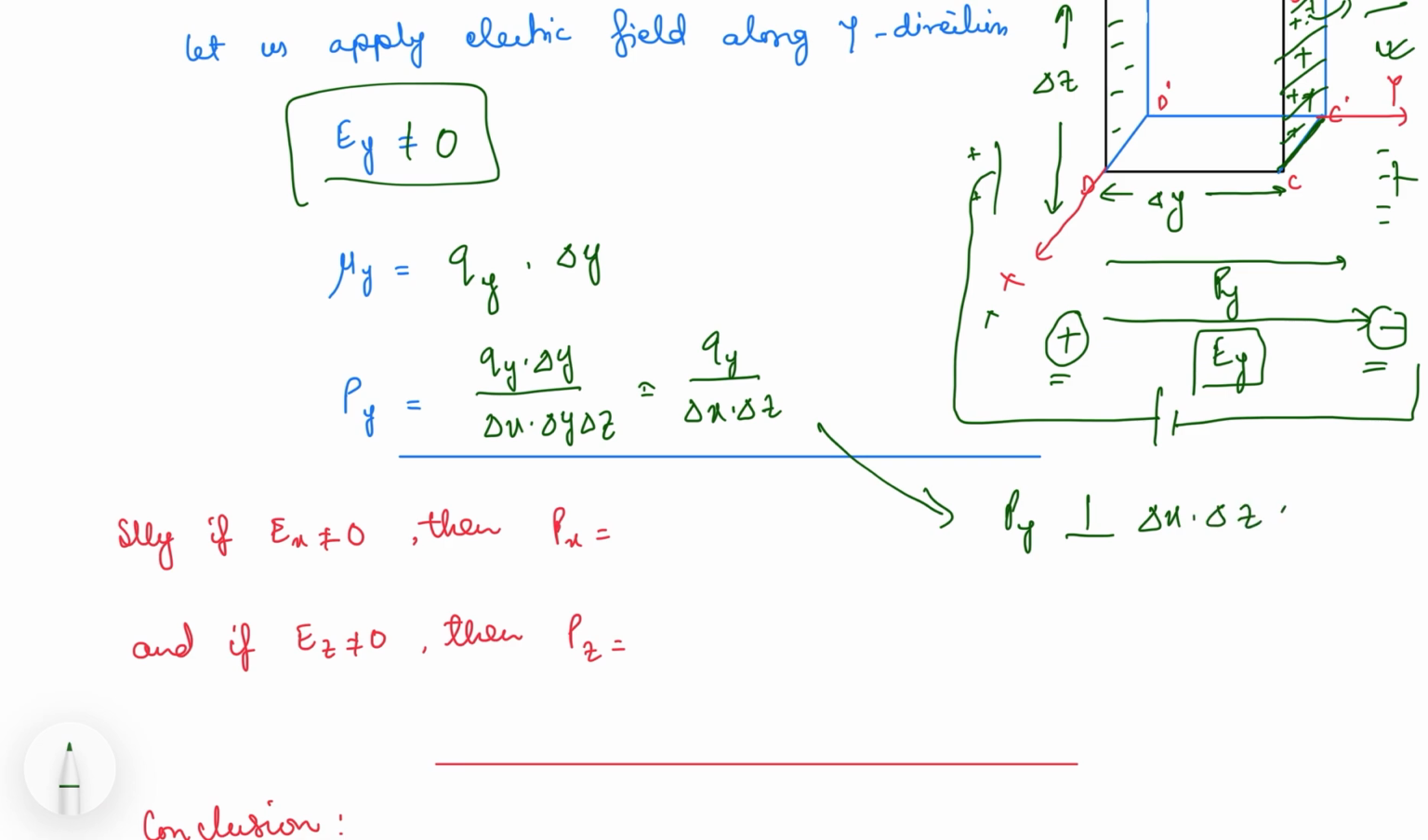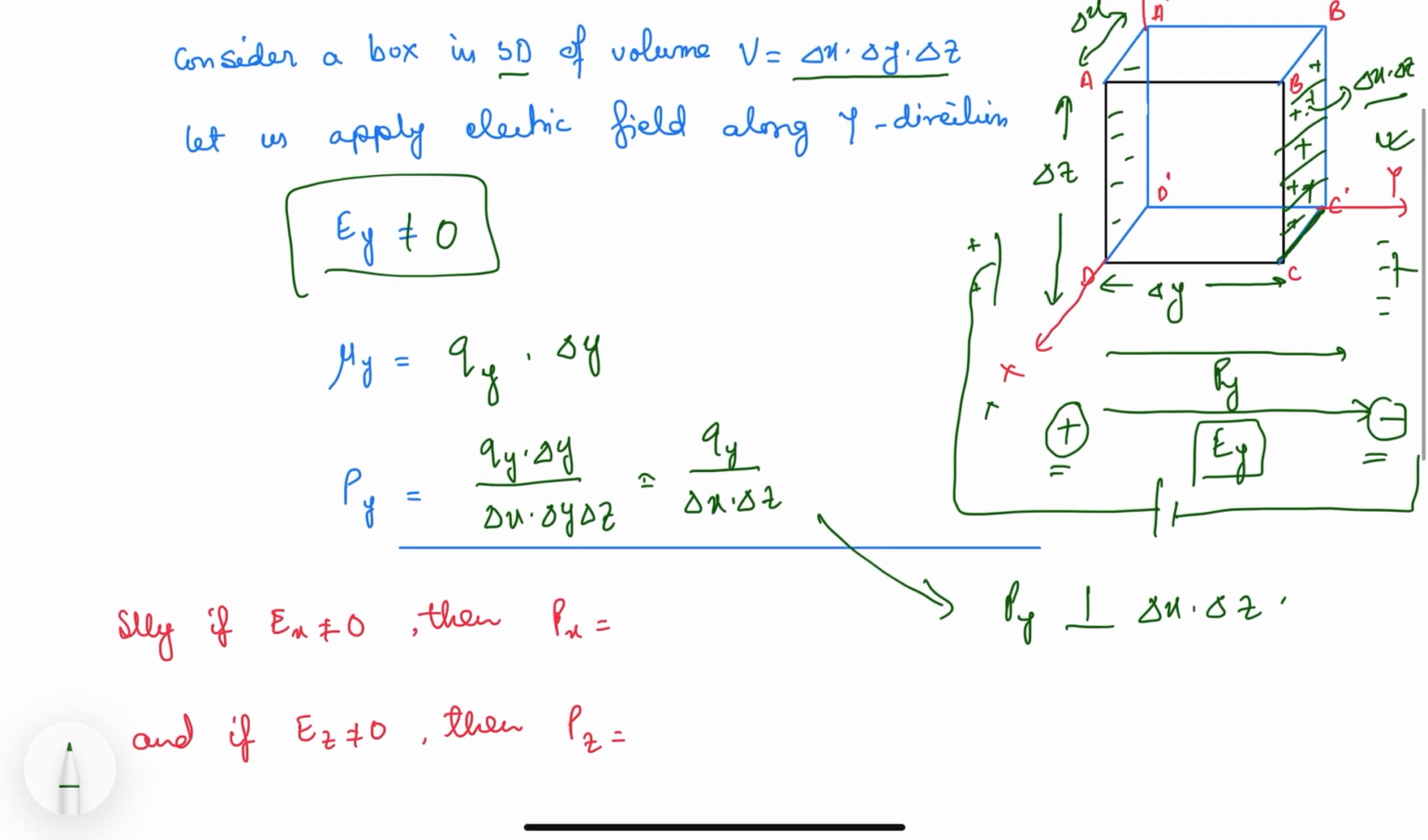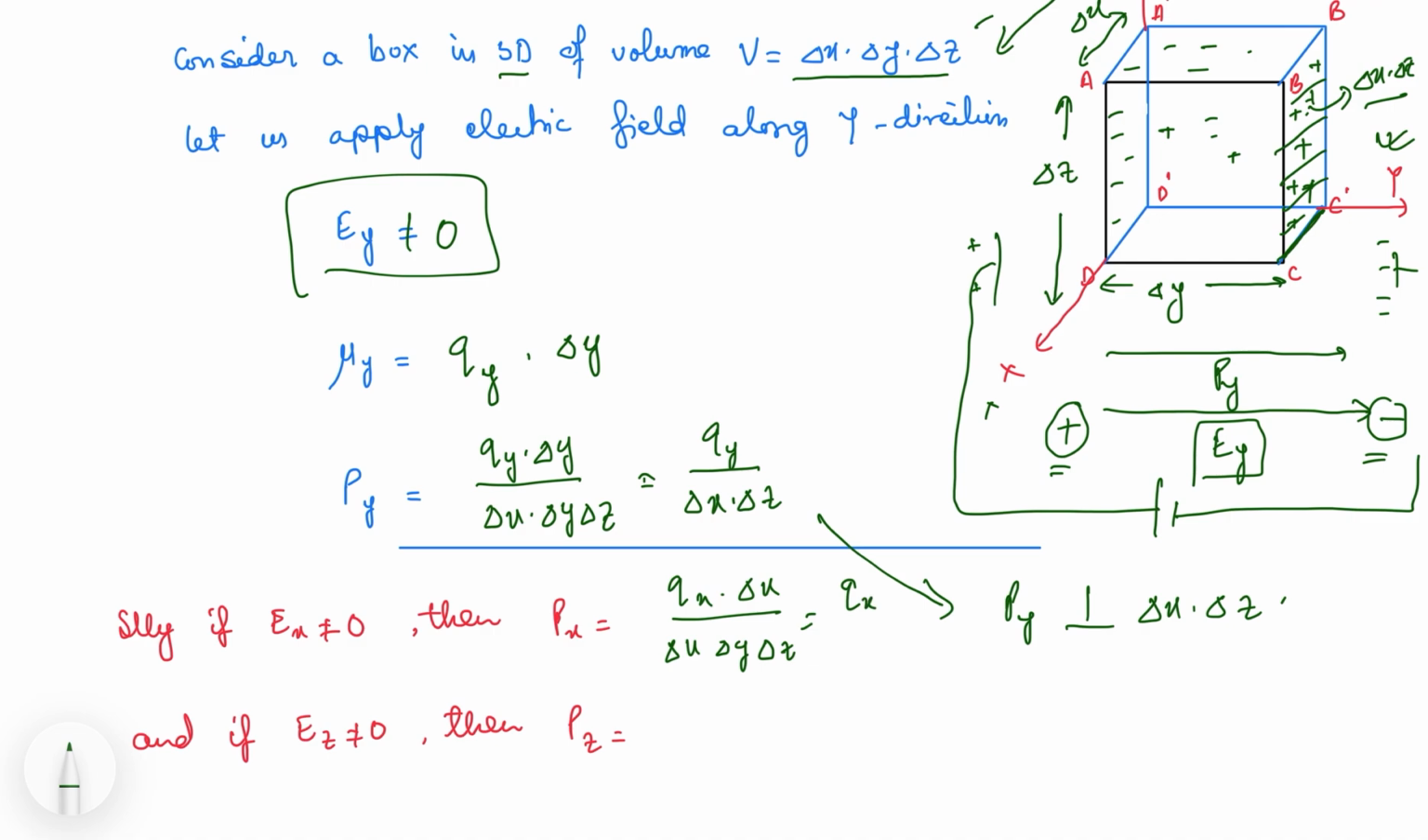So for this area, the surface charge density is equal to the perpendicular component of polarization on this area. Similarly, if Ex is not equal to 0, x is in which direction? Front and back. Then we will have an electric field along the x direction. The back side is positive, the front side is negative. The back face will have negative charges, opposite charge again, and the front face will have positive charges. Again Qx, suppose the separation is along the x direction, delta x, and the volume is again delta x, delta y, delta z. So obviously the x component will cancel out and Px will be equal to Qx by delta y into delta z.